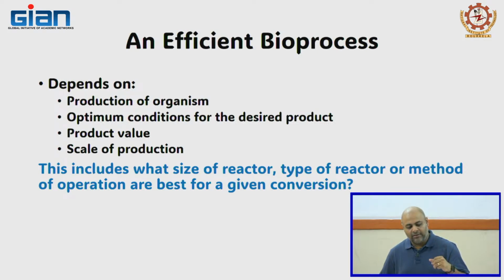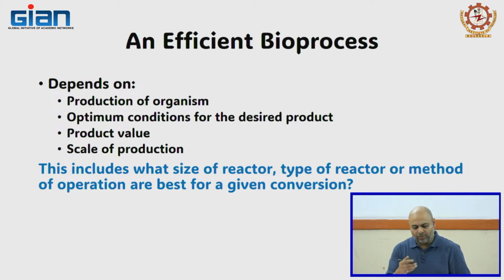Other than that, it also depends on the production organism. It depends on the optimal conditions for the desired product. If you're using the optimal condition for a desired product, you're going to have a very efficient bioprocess. The product value will define the efficiency of the bioprocess, and the scale of production. If you're able to produce in mass, or on a grand scale or a large scale, you would be able to make more money out of it, and your process would be an efficient process. Like setting up a startup, you should be able to make some money at the very end.